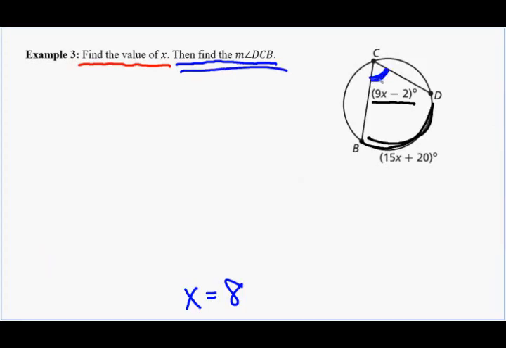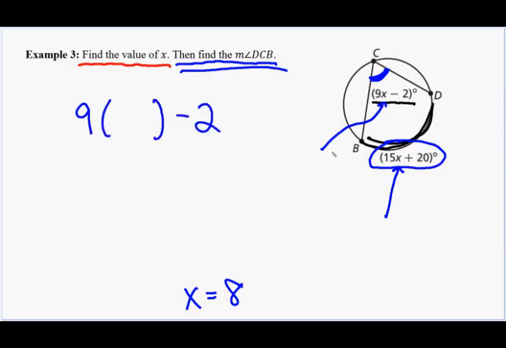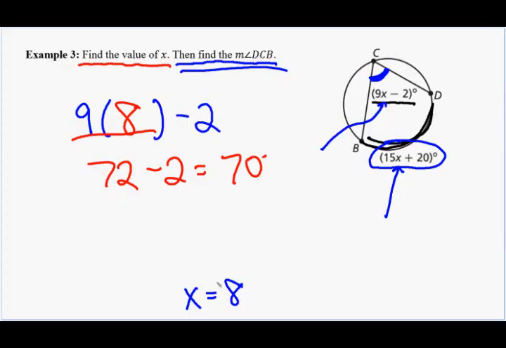DCB is in here. So what I could do is plug the 8 into this and find the arc and then cut that in half. Or I could just plug the 8 right in here. The angle BCD is 9 times x minus 2. And we figured out x is equal to 8. 9 times 8 is 72. 72 minus 2 is 70 degrees. There's our measure of angle DCB.